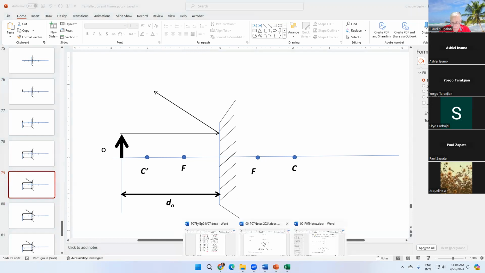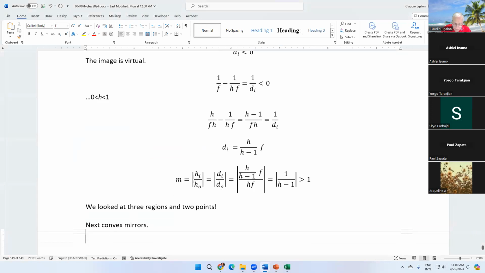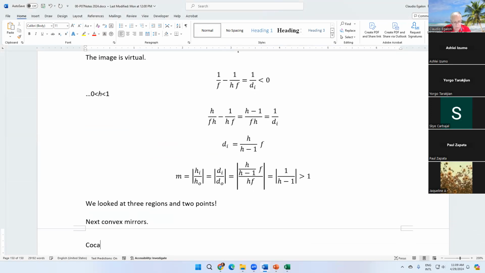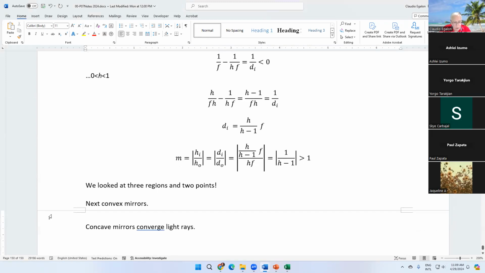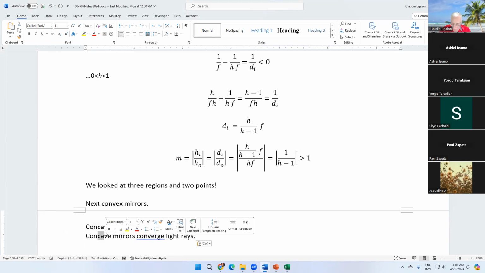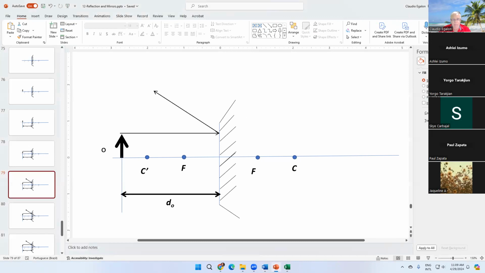I'm going to write that down here for you. Concave mirrors converge light rays. Convex mirrors diverge the light rays. Okay? Diverge the light rays. That's an important difference between them.